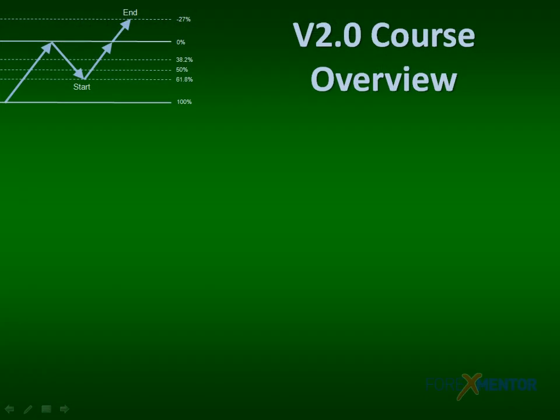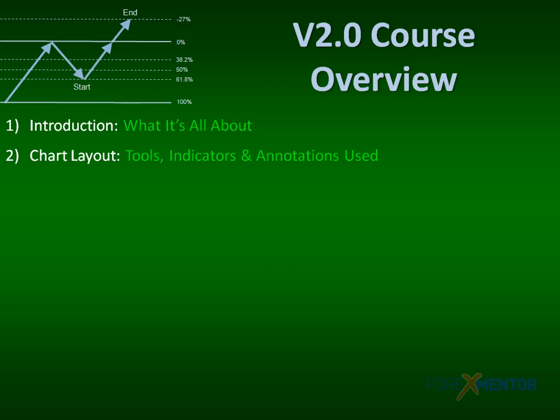I'd like to now just give you a quick table of contents summary of the different modules in version 2.0. You're, of course, in the introductory module now, which tries to explain in brief what it's all about, let you know what's coming next, which includes Module 2, called Chart Layout, Tools, Indicators, and Annotations Used. Hopefully that's self-explanatory. We're just putting the entire toolbox together for you to show you how to organize the information to trade this methodology.